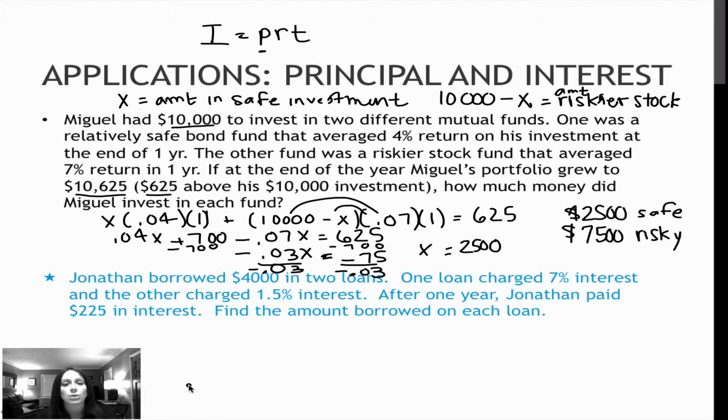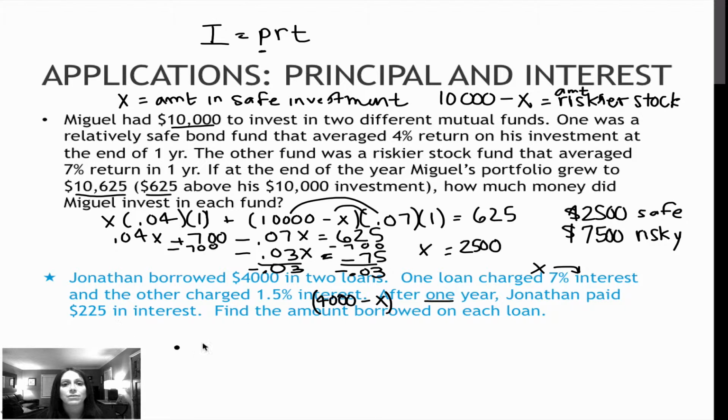Let's take a look at our second question. Same idea. He's borrowing $4,000. So here we're investing, here we're borrowing. The concept is exactly the same. Jonathan borrowed $4,000 in two loans. One loan charged 7% interest, so let's call X the amount he has for the 7% interest, and the other charged 1.5% interest. So 4,000 minus X would represent whatever's left over that he put into the 1.5%. And again, this is 1 year, so that's our time for both.